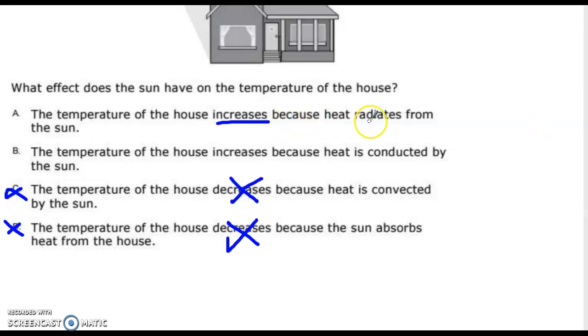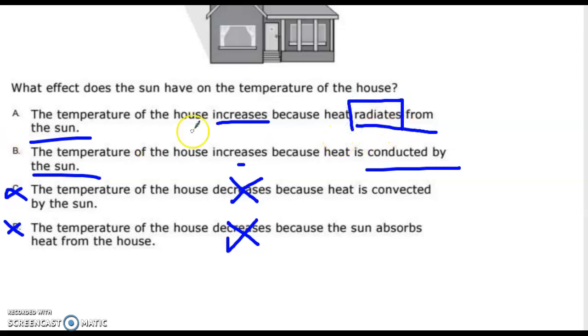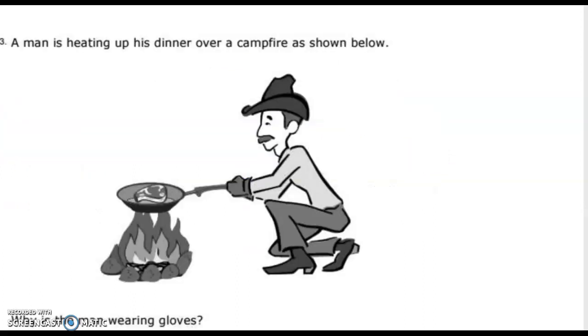Does it increase because heat radiates from the sun, or does it increase because heat is conducted by the sun, Collins? Is the heat conducted or radiated by the sun? Heat is radiated. The sun and fire, radiation, like our two big examples. There are no other examples of that.